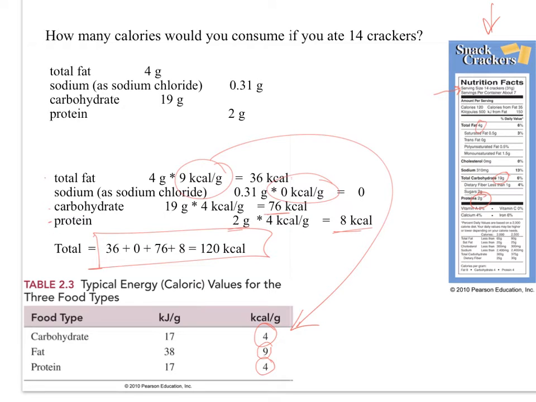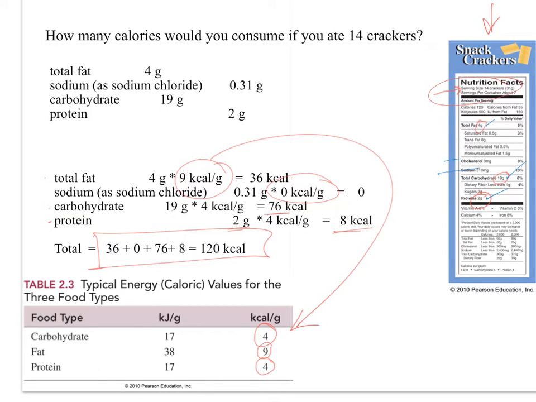All right, how many calories would you consume if you ate those 14 crackers? 14 crackers, that's the serving size for this particular food substance. Now, here's what you've got to look at. There's 4 grams of fat, 19 grams of carbs, and 2 grams of protein in these crackers. As I said, there's also salt and cholesterol, but they have no caloric quantity tied to them.